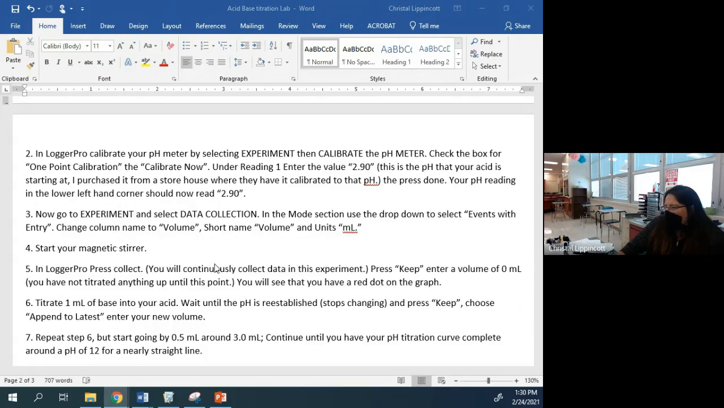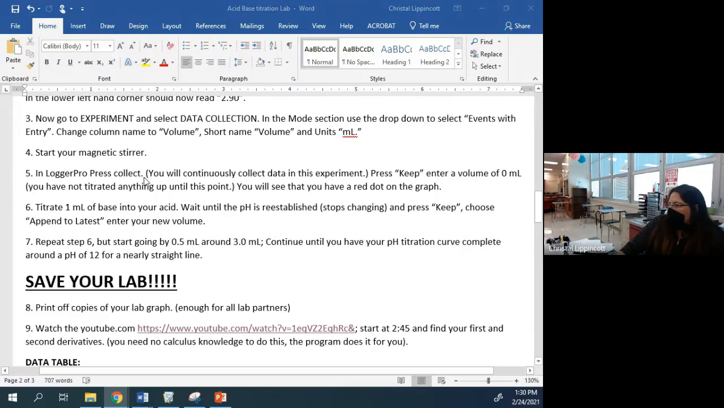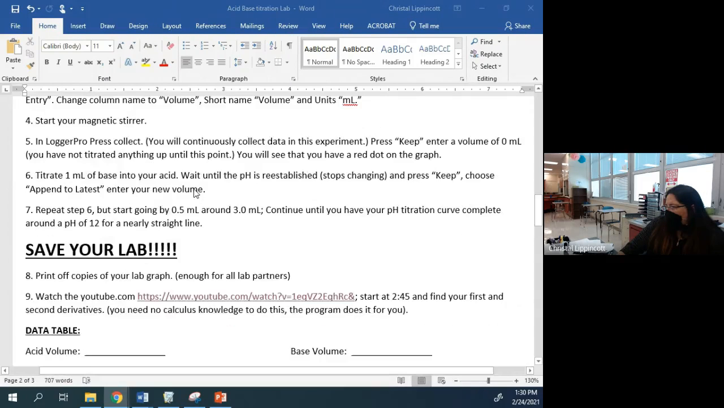Then you do your data selection. You're going to start your magnetic stir. Make sure that you have this set up properly. You want units to be in milliliters. That's going to make a difference. Then you start collecting, and you're going to press Keep every time you add some of that base in. In the initial part, you're going to add about 1 mL of the base into the acid. Wait until that pH has kind of stabilized. Hit Keep. Put in your new volume, how much of the base you've added. So you'll start with 0 and go up from there.